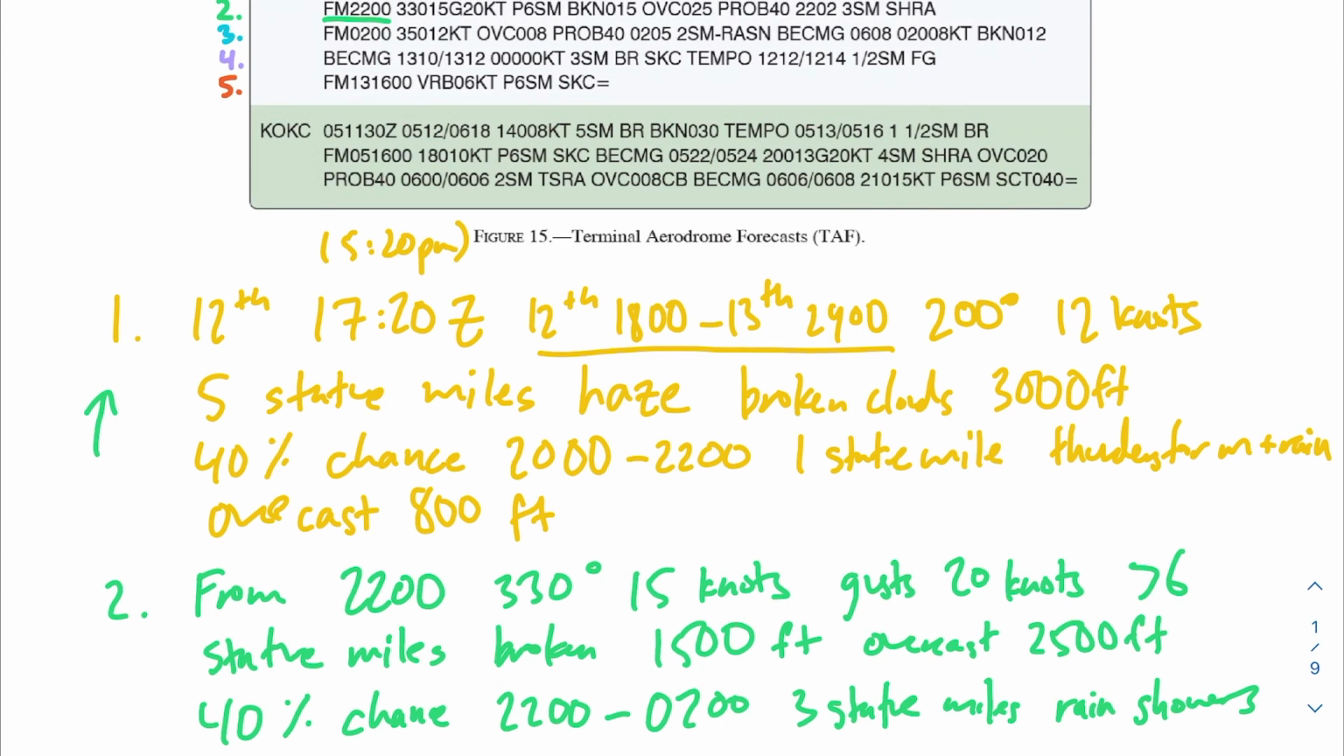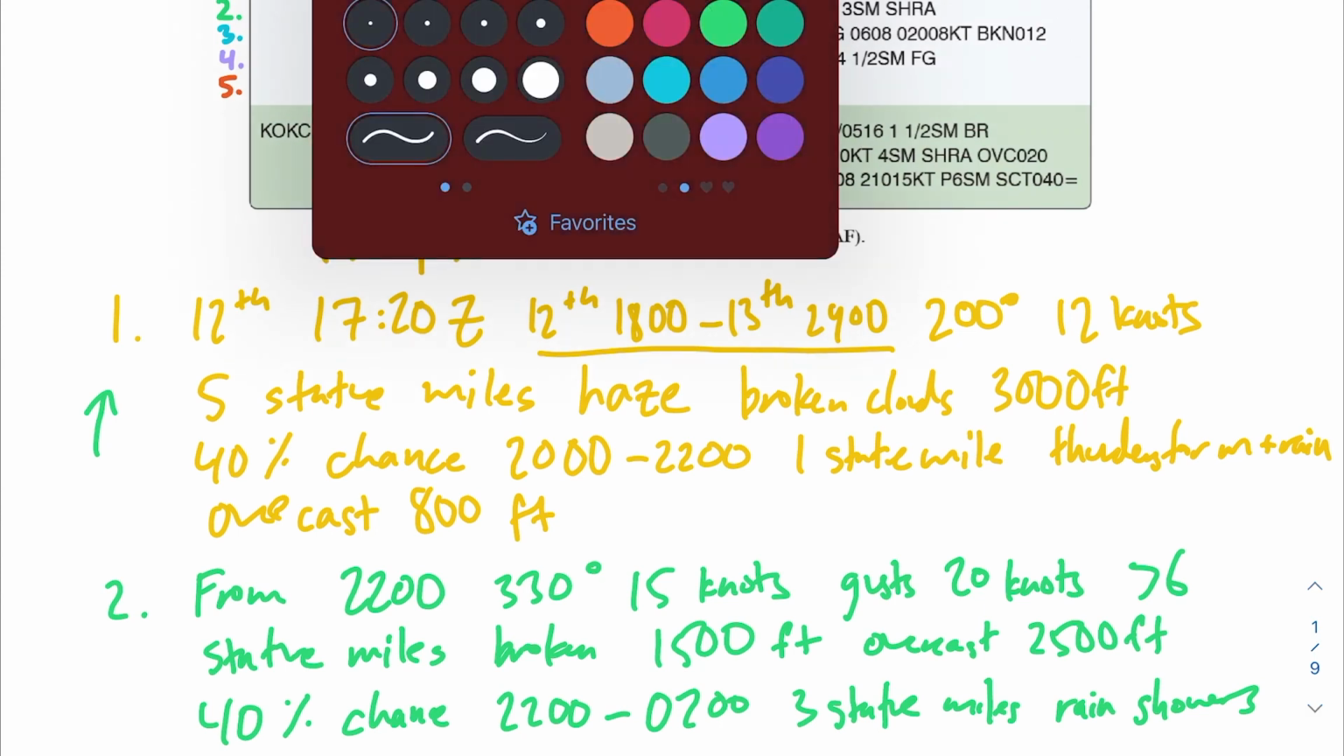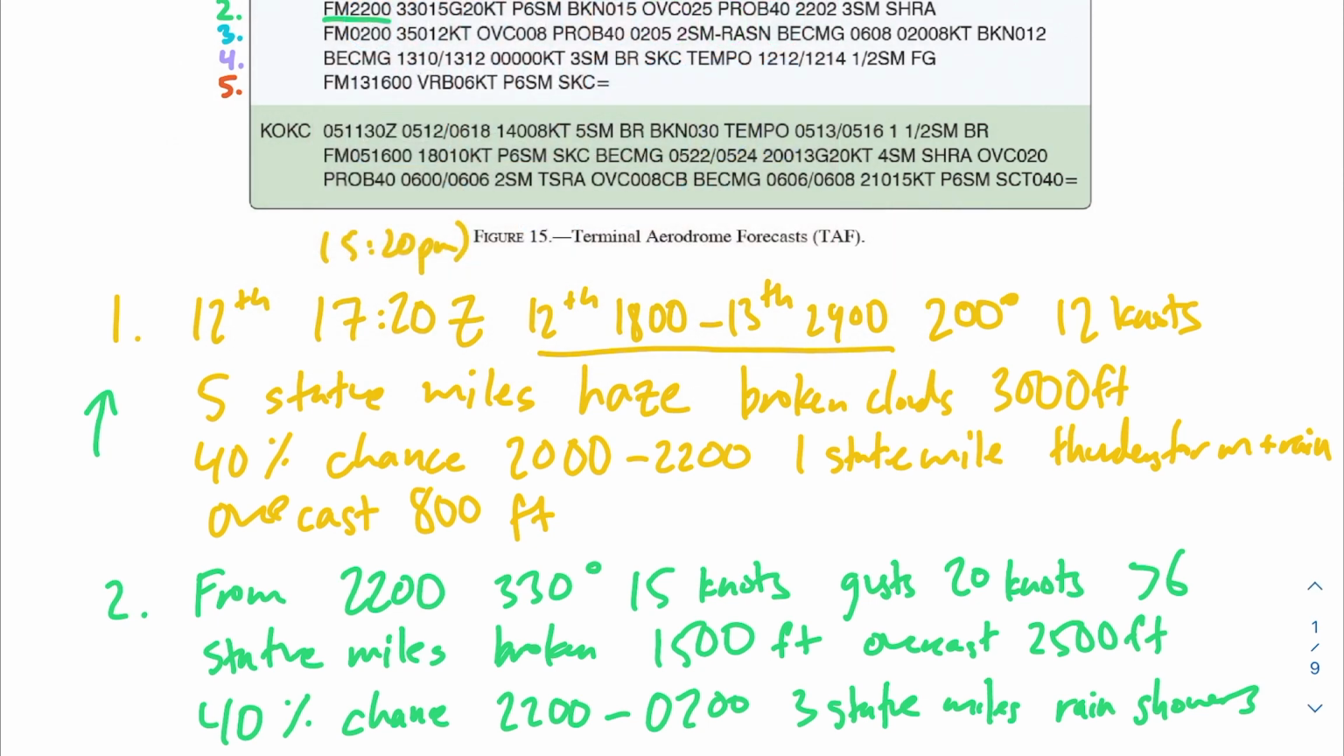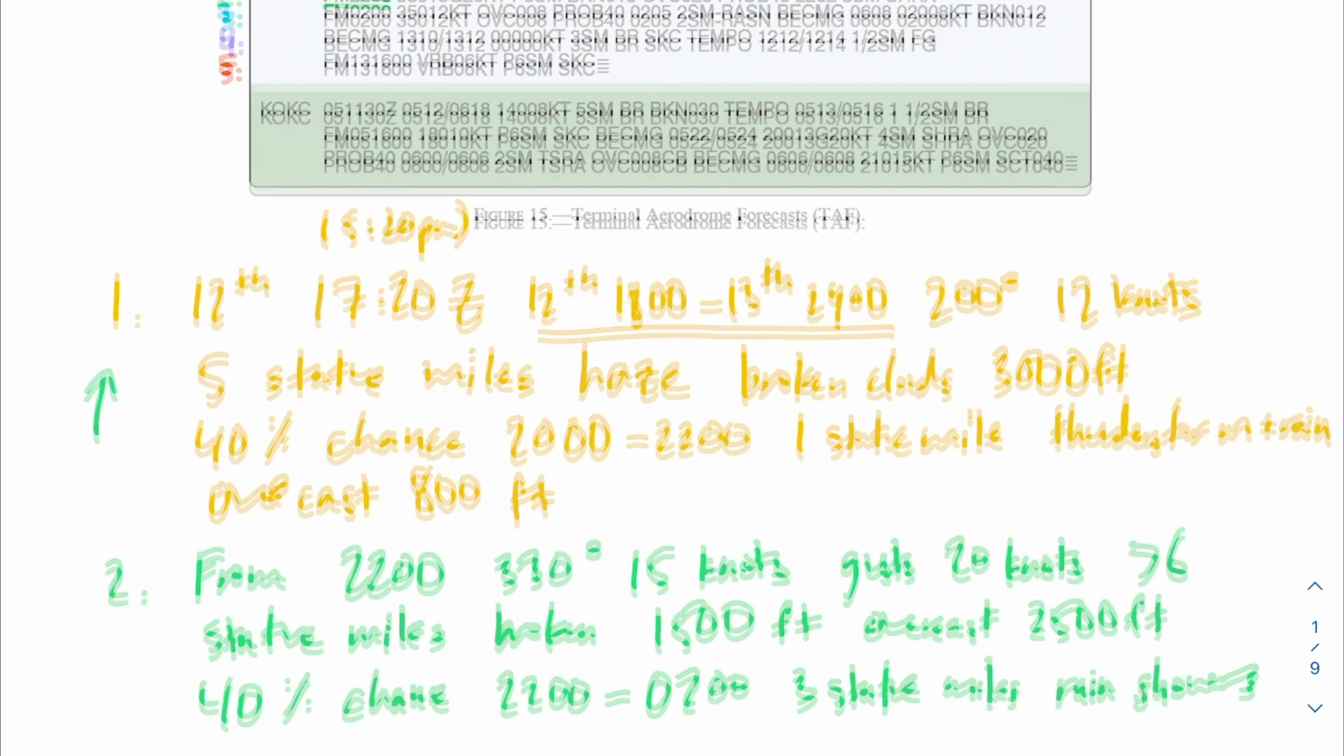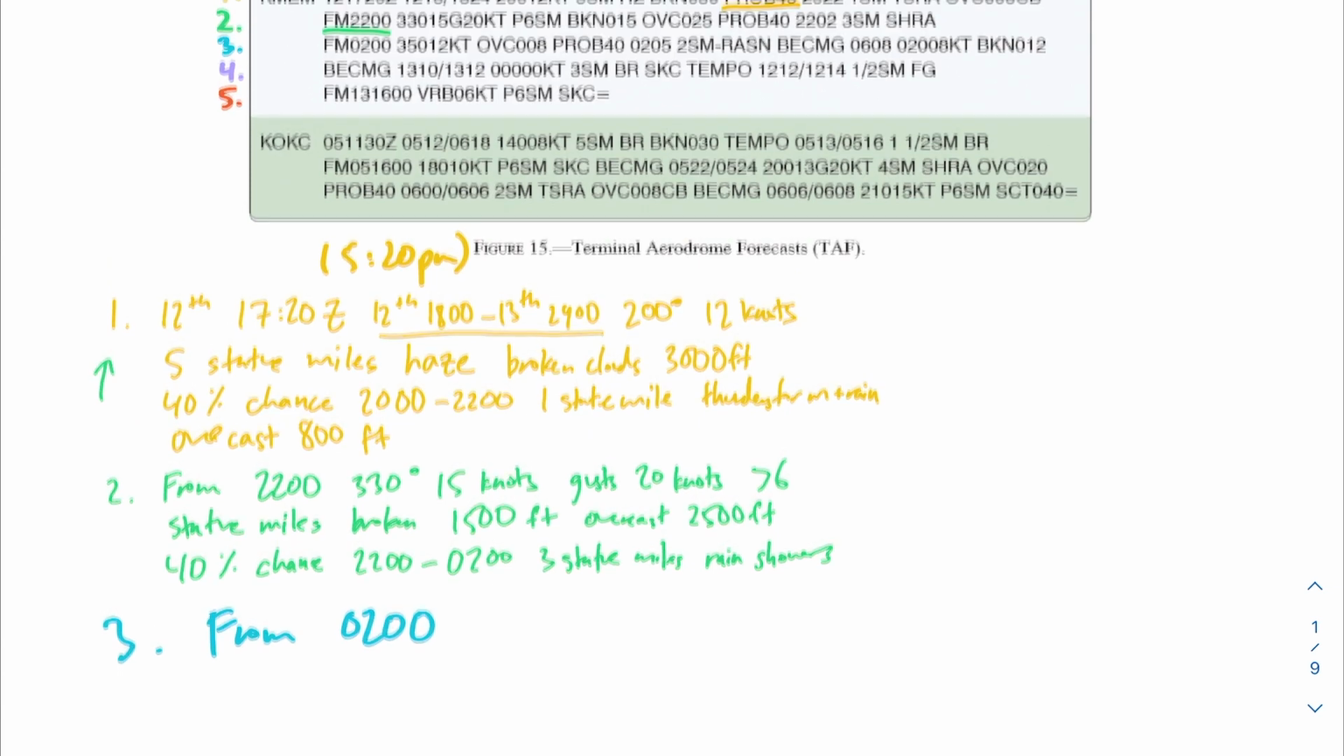So you can see there are differences between 1 and 2 that are being pointed out in this TAF. So for one thing, we have the difference in the wind direction, we have the difference in the wind speed, we have gusts starting from 2200, our visibility is different, our cloud coverage is different, and even our precipitation events are different. That's why it's important to have these updates within the TAF of what is predicted. Okay, let's move on to 3. So we're looking at line number 3.